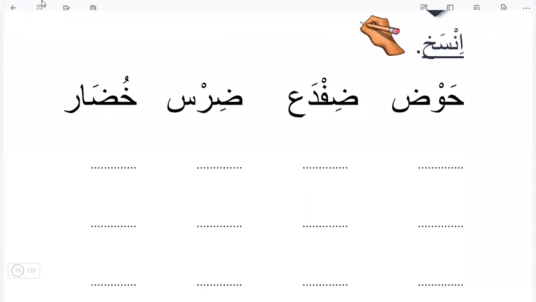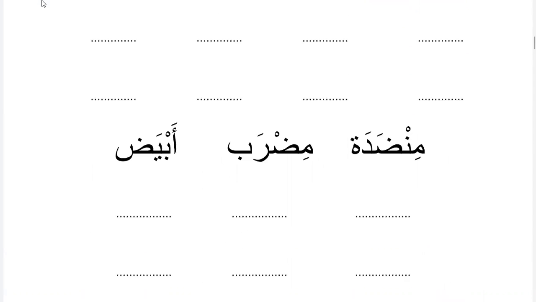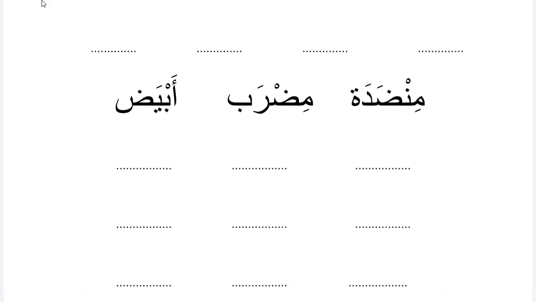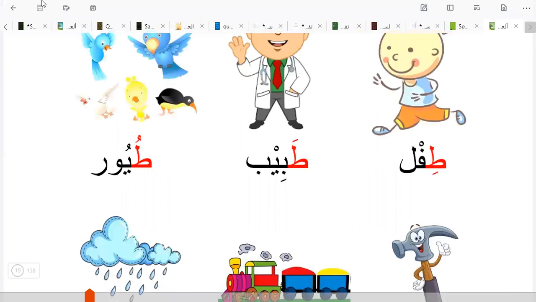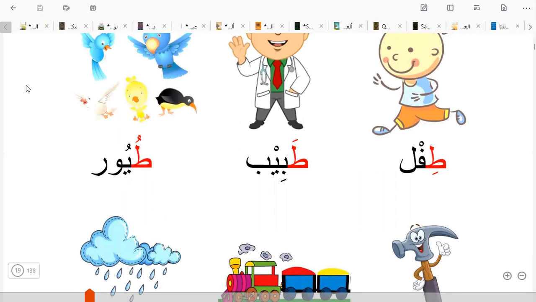Latifa, what meaning? Fishing ball. Frog. Molar teeth. Kuzar, vegetable. Good. Riyan. Minzada. Table. Good. Mizrab. Racket. Good. Abiyad, white color. Okay, now Riyan.